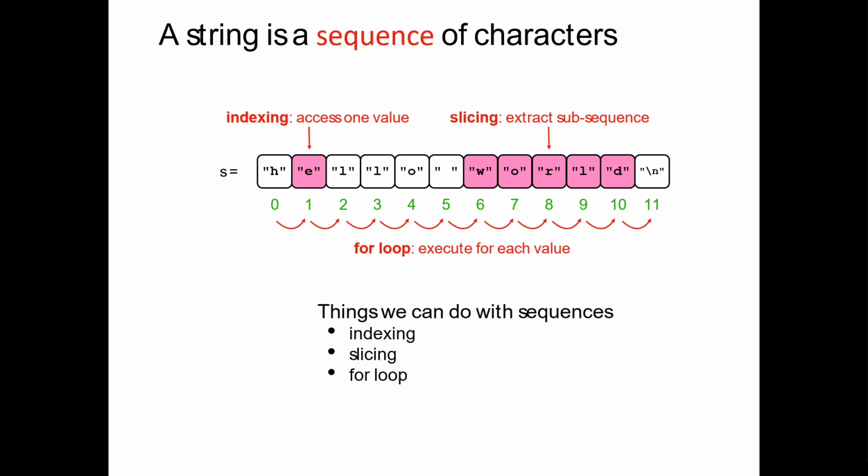I've got a bunch of boxes all in a row. In a string, they have to hold characters. So I've got hello world here. This is the same example we had from last week. And I've got 3 things demonstrated here. I can access one value with indexing. Here, S with the brackets 1. So S of 1 is going to give me the character E. I can slice out or extract a subsequence. So in this case, this would be S of 6:11 would give me world, or 6:-1, because I don't need that last character. Or we can use a for loop and just go through every single character and do something to it.